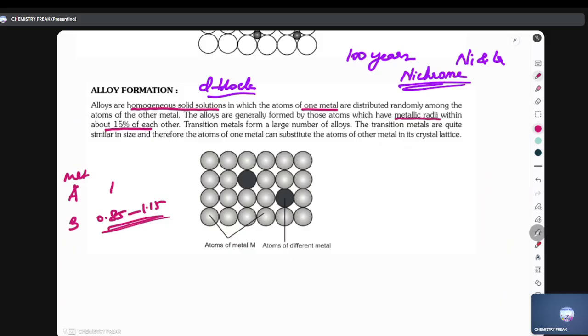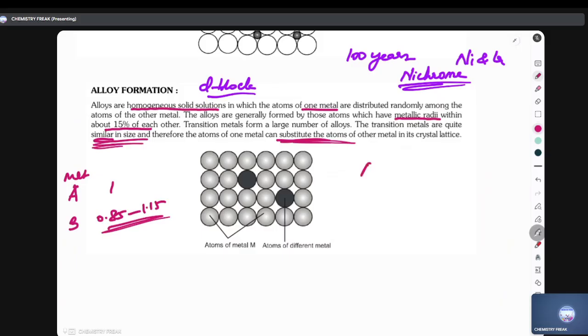Okay? They will just replace the atom. They will just sit in another element's position. Because of the similarity in size, they can substitute the atoms and sit in another one's place. So because of this, we have a lot of positive things. What are the positive things? Ability to do work increases, sir.